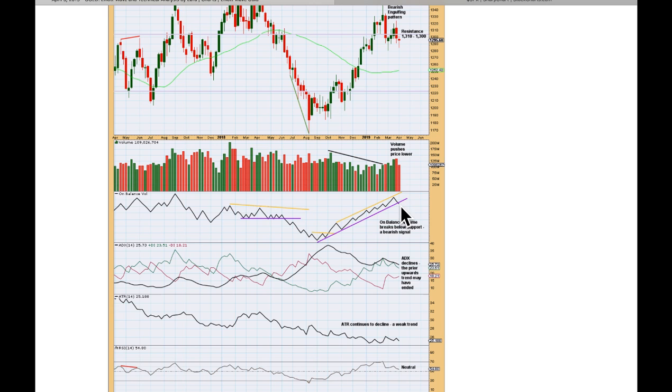On balance volume this week, though, is giving a bearish signal. It's not a strong signal because this trend line has too steep a slope for this to be a strong signal, but it is a bearish signal as on balance volume breaks below support, and I've drawn this support line as conservatively as I possibly can. There's still definitely a breach here.